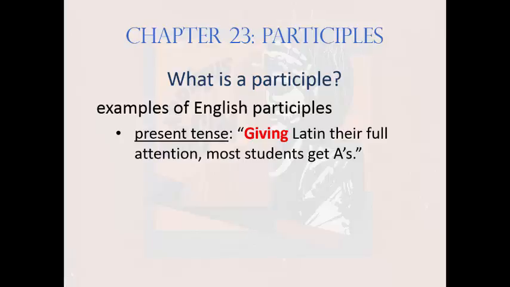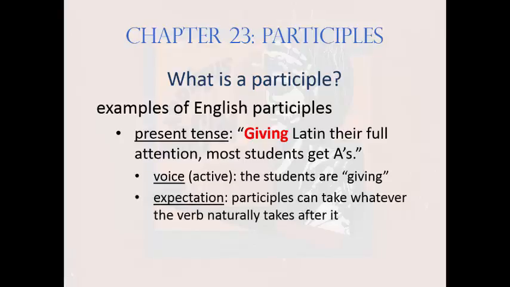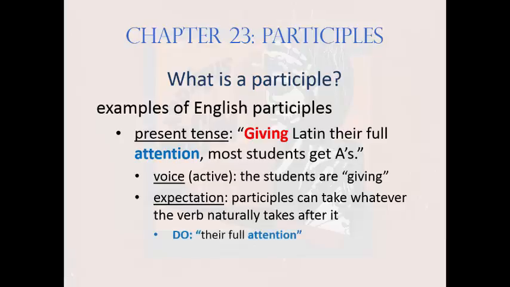For instance, giving Latin their full attention, most students get A's. Here, giving is active. The students are doing the giving. They're not being given. And by being active, giving naturally expects what most active voice verb forms take, a direct object. In this instance, their full attention. And because the meaning of the verb give expects an indirect object, you give something to someone, the participle has an indirect object. Here, Latin. In other words, to Latin.